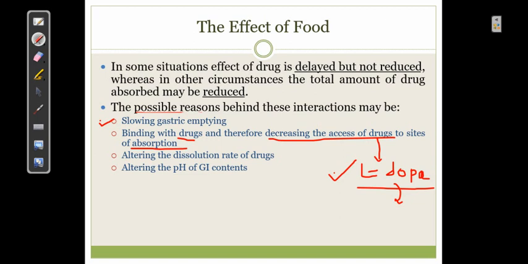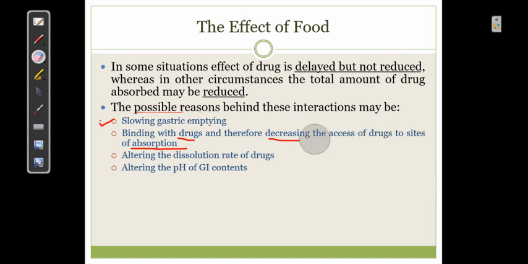If you give levodopa with protein-rich food, digestion of protein will lead to the arrival of amino acids, and if amino acids are present, they will compete with levodopa for the transporters, for active absorption into the blood circulation, right? That is the reason why L-dopa is not recommended to be given with protein-rich food. Otherwise, a reduction in absorption can be observed, right?